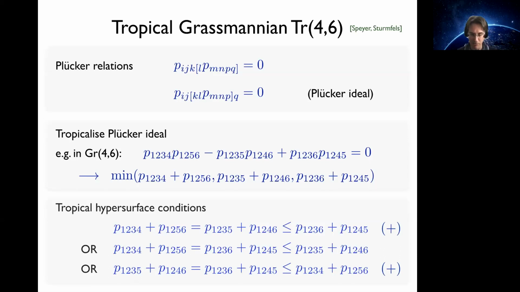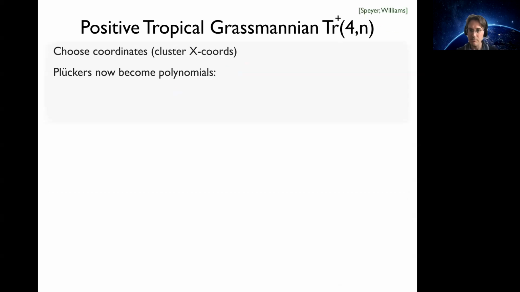And if we do that over all of the Plücker relations, we'll get a network of tropical hypersurfaces, and that is what we're going to call the tropical Grassmannian. Now, there's another way to describe this positive tropical Grassmannian, described in a paper of Speyer and Williams, which we heard a little bit about in the previous talk.